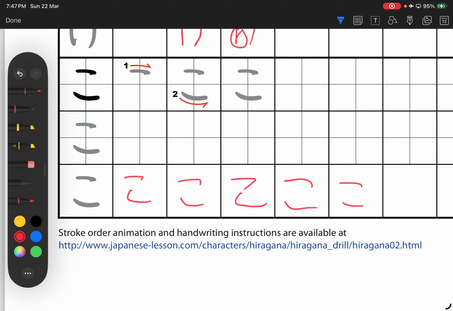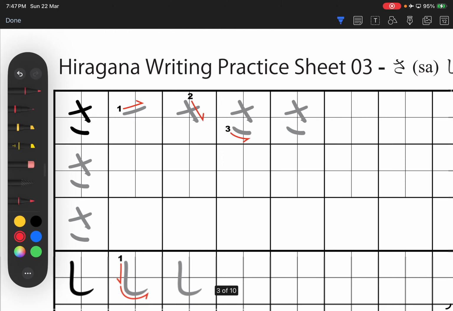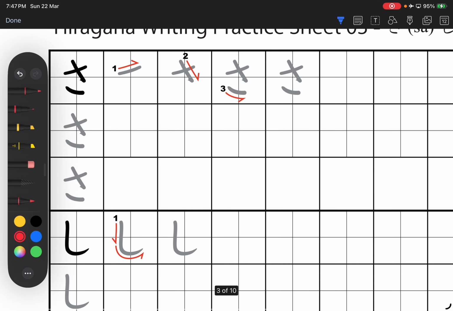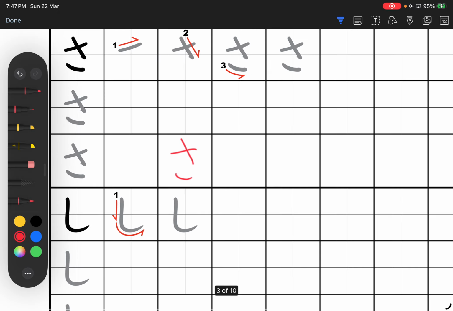Okay, moving on, we have sa. Sa. This is SA, sa. So we just do one horizontal inclined and then one vertical line, and then we do a smirk, a smiley face at the bottom. This is sa. Very similar to ki, but minus one line.